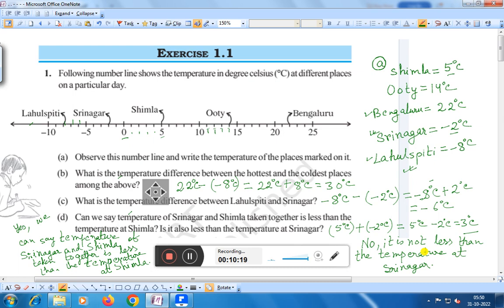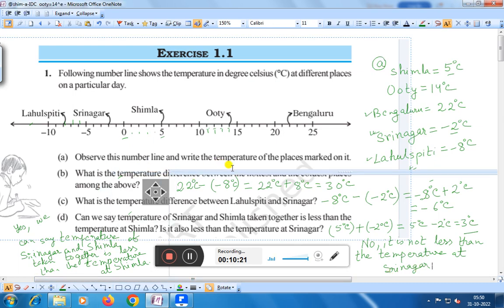Right. Let us repeat once again. Observe this number line and write the temperature of the places marked on it. Here you see, first of all, you read the number line. There are 5 divisions. 5 divisions is 5 degrees centigrade. Therefore, 1 division is 1 degree centigrade. Right. First of all, you have to observe this one.